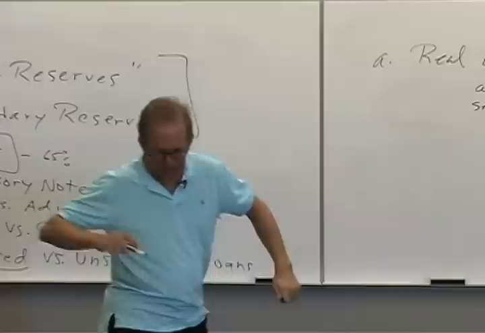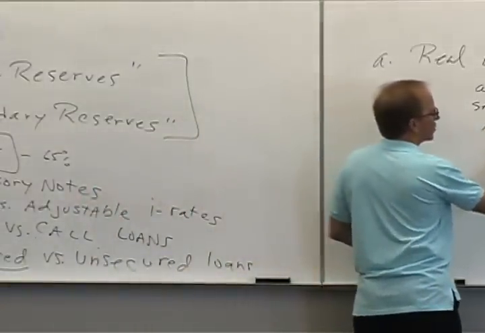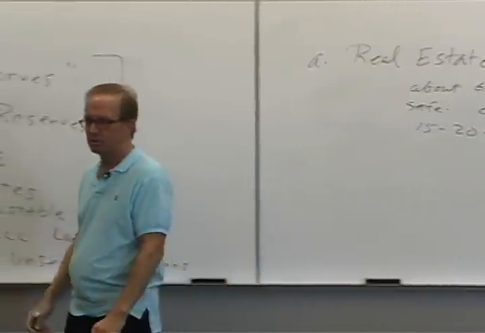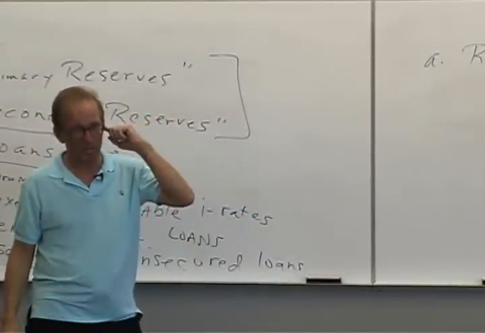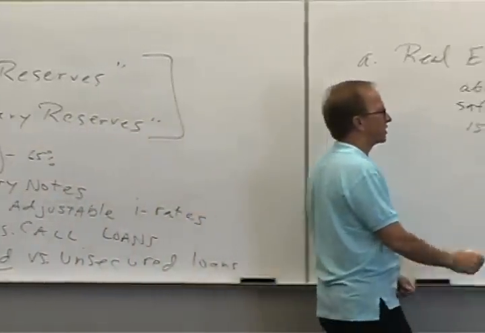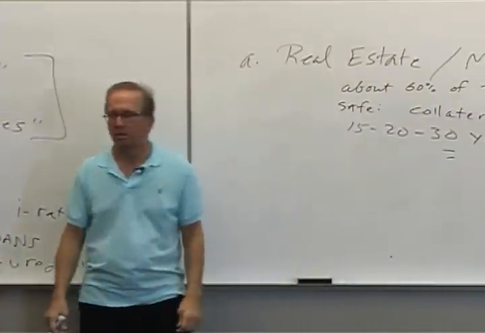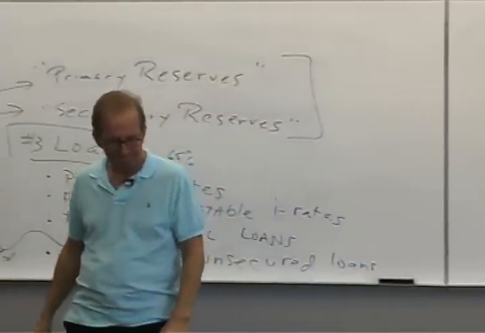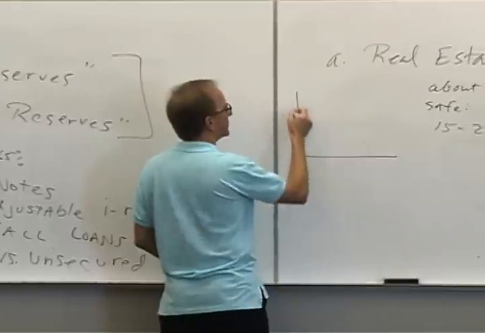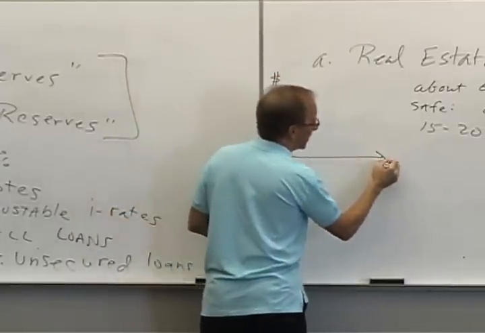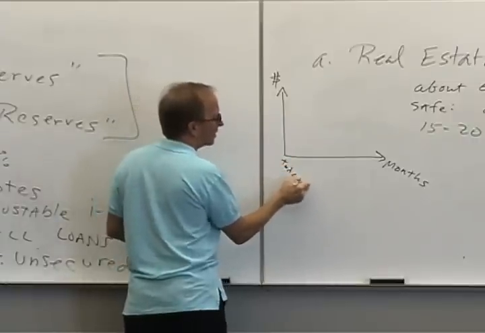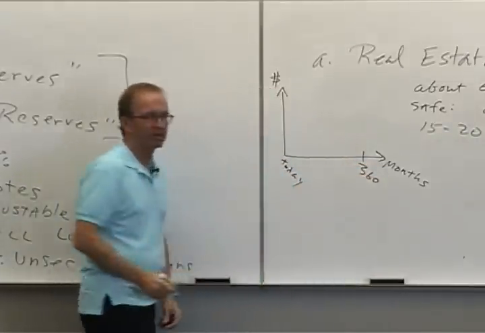Okay. 15, 20, 30-year maturities are the most typical. A 15-year maturity is unusual. The most usual maturity is a 30-year loan. Let me draw you a little picture, because I know you like the pictures. Here's a 30-year loan.